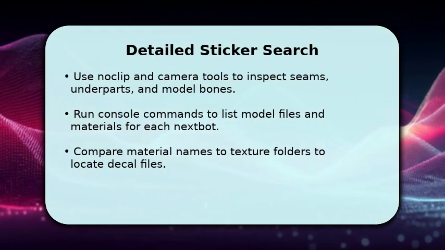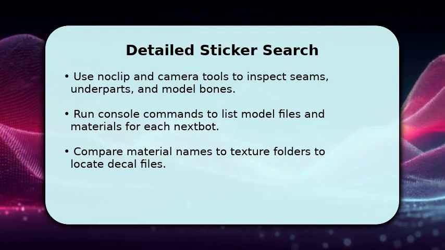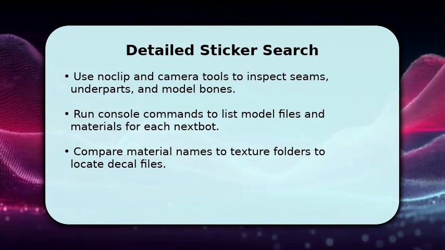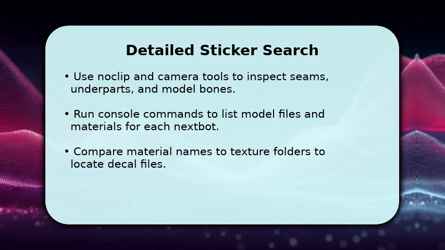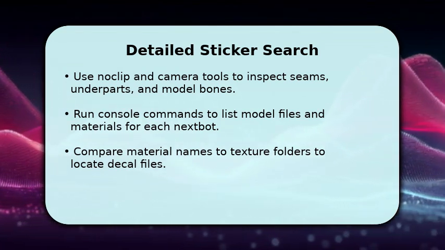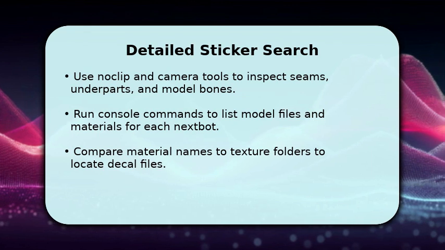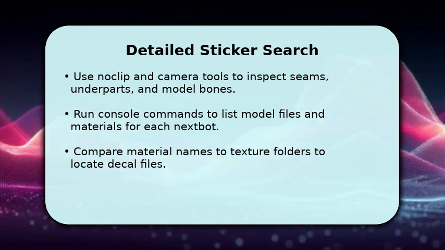Now you dig deeper. Enable knock-clip and move the camera inside and around the model to expose hidden seams where stickers often attach. Once positioned, run console commands to print the NextBot model path and material list. This reveals texture and decal file names.